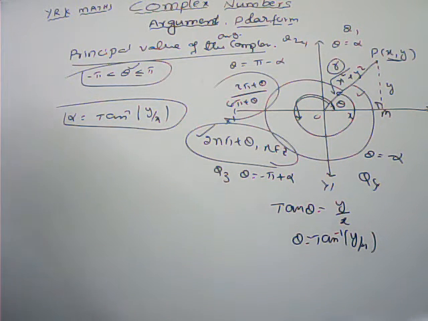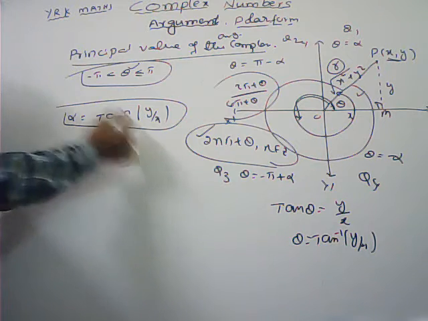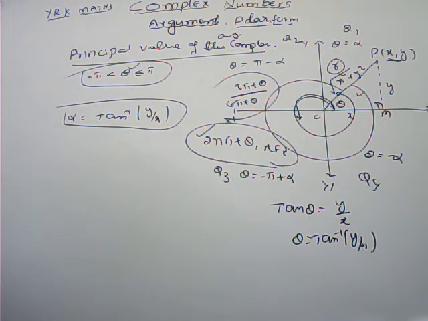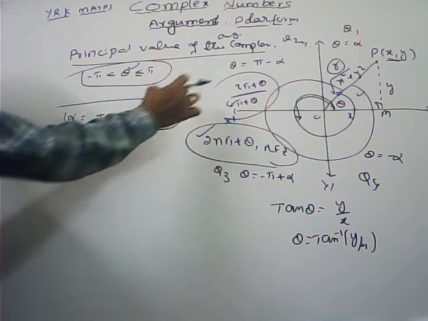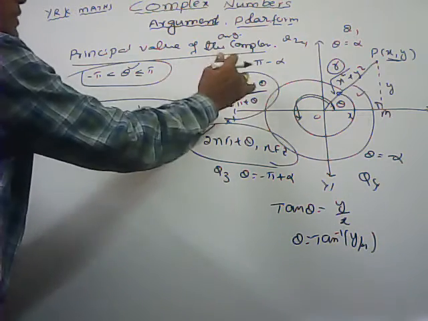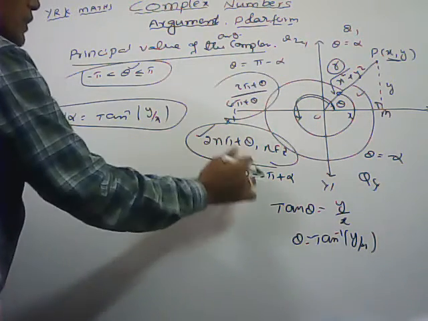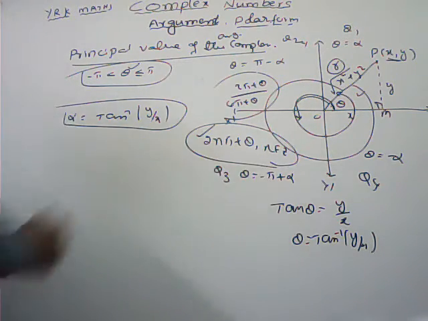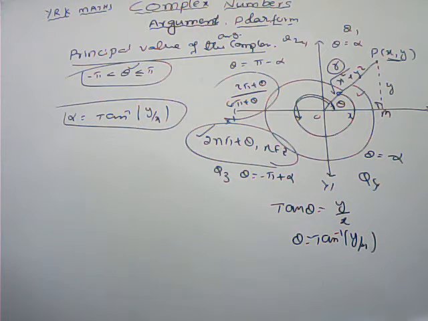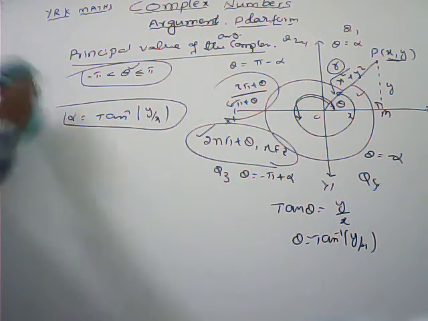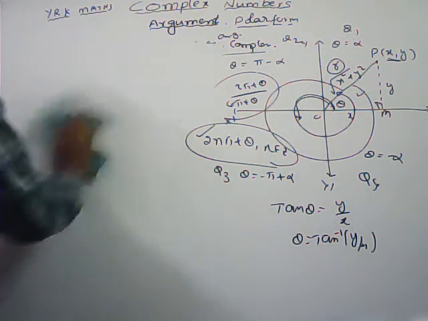Now, what is the procedure here? First find the acute angle alpha. Next, depending upon the quadrant, we take the principal value of the argument. In the second quadrant, pi minus alpha. In the third quadrant, minus pi plus alpha. In the fourth quadrant, theta is equal to minus alpha. Now we will discuss problems in every quadrant, and after that some related problems.